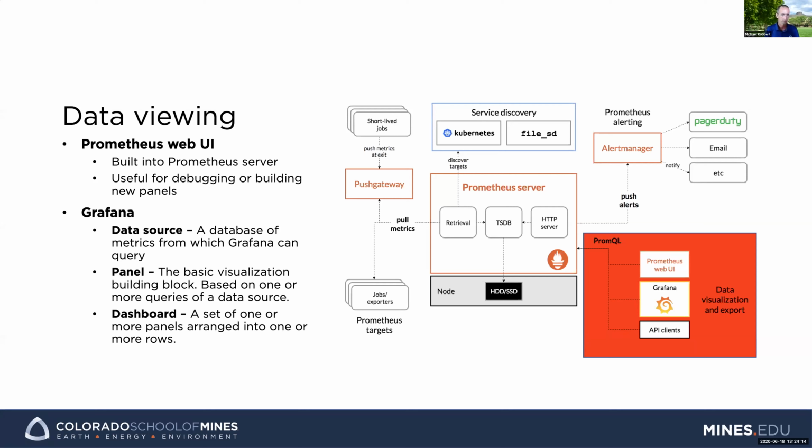Grafana is just the data viewing. So again, all of the storage stays in Prometheus or any other data source. And then you build panels, but a panel is the basic visualization building block based on one or more queries of a data source. So you can do a query for your metrics out of Prometheus, and that goes into a panel. You can do more than one on a panel, or you can separate them into separate panels, and then you take multiple panels and they create a dashboard. And again, I think this will make more sense when we take a look at the interface of Grafana.